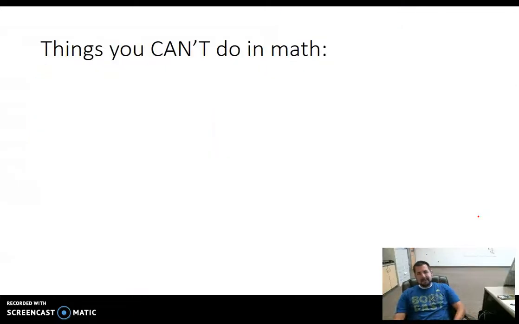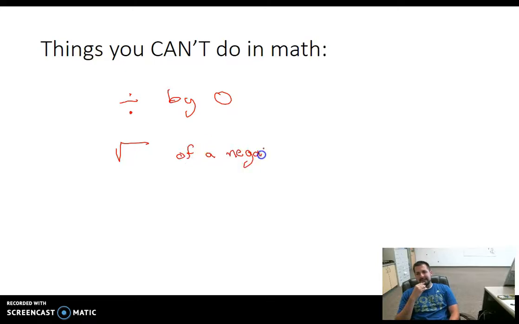Now, there are a couple things that you can't do in math that I want to discuss right now. The first thing that we cannot ever do is divide by 0. You can't do that because if you have 0 of something, you can't divide it into even parts. The second thing that we can't do, although this will change as we talk a little bit, but right now just take my word for it, is we cannot take the square root of a negative.